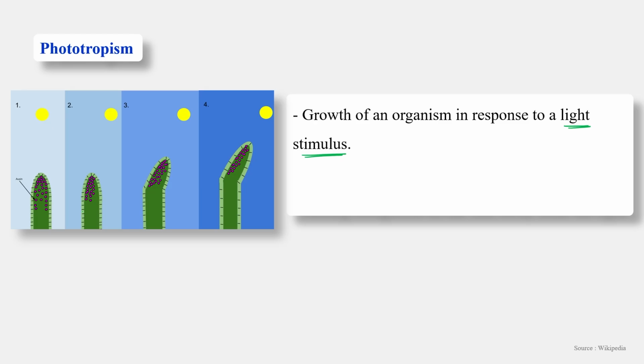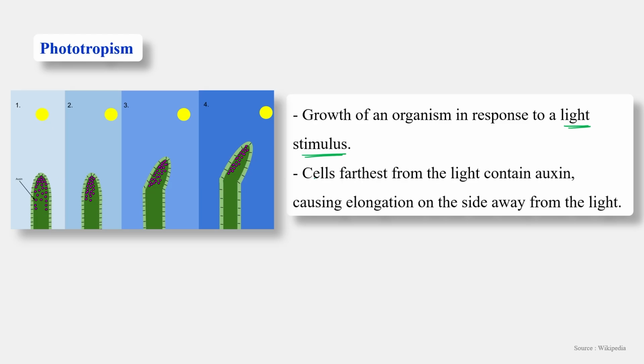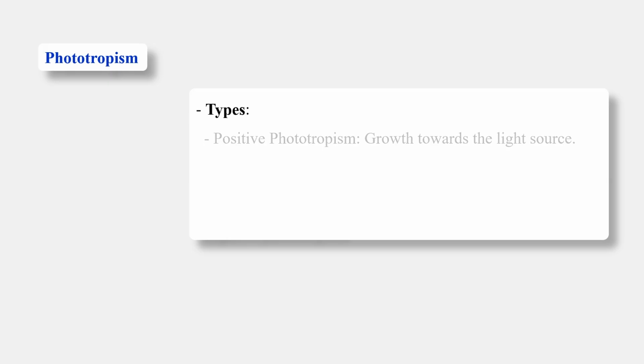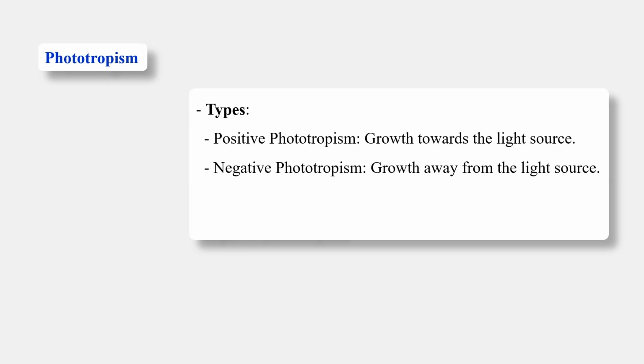Okay, so the cells farthest from the light contain auxins, causing elongation on the side away from the light. These are accumulated on this side. So it stimulates the movement of the plant towards the light like this. Okay. So we can further divide phototropism into so many categories, like positive phototropism, which means growth towards the light source. Negative means growth away from the light source.